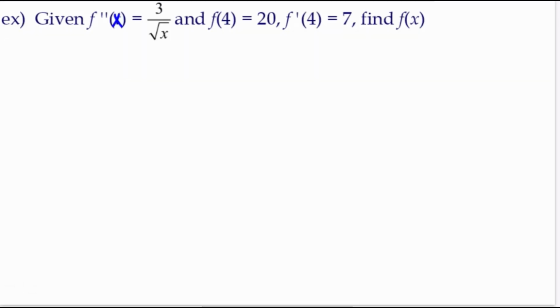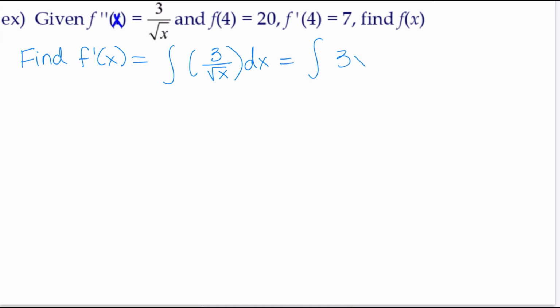All right, in this problem, they're giving us the second derivative. They tell us that f of 4 equals 20 and f prime of 4 is equal to 7. Find f of x. Because they give me the second derivative, my job is to first find the first derivative. I'm going to do that by finding the antiderivative of 3 over the square root of x dx, which I'm going to rewrite as the antiderivative of 3x to the negative 1/2 dx.